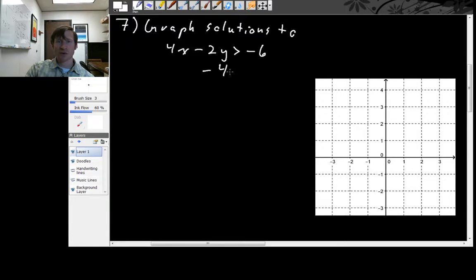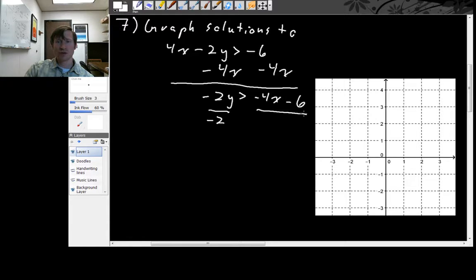So we'll subtract 4x from both sides. We get negative 2y is greater than negative 4x minus 6. Okay, now we can divide both sides by negative 2. On the left we get y. On the right, negative 4x over negative 2 is positive 2x, and negative 6 over negative 2 is positive 3, like this. And because we divided this inequality by a negative number, this inequality symbol turns around, so like this.